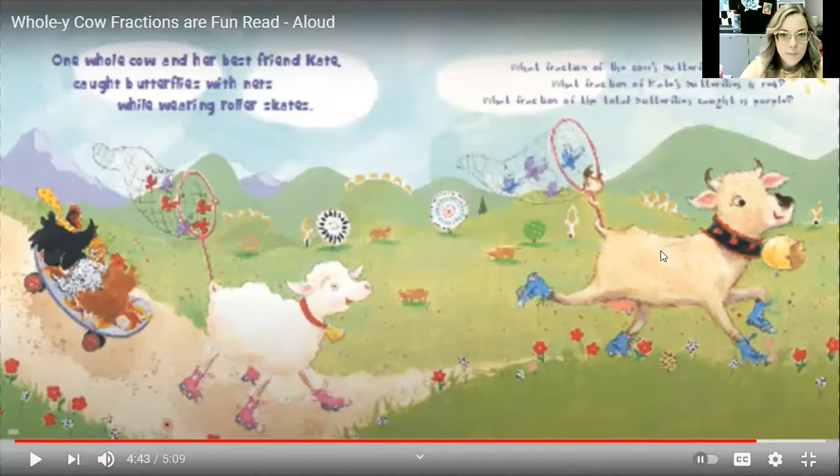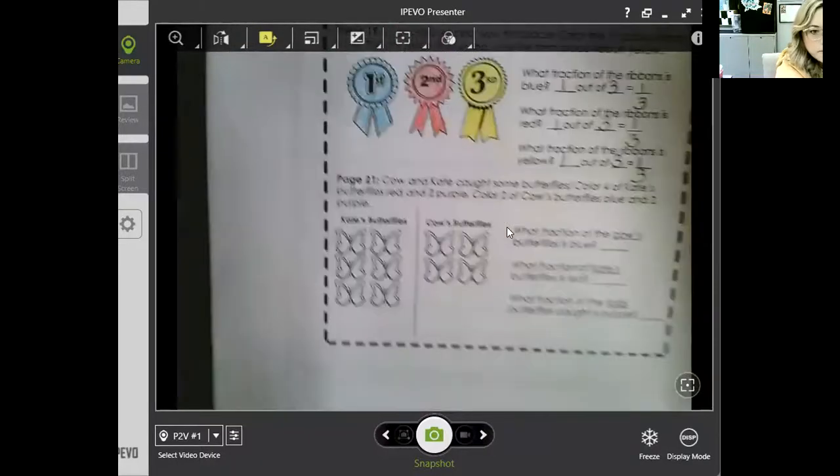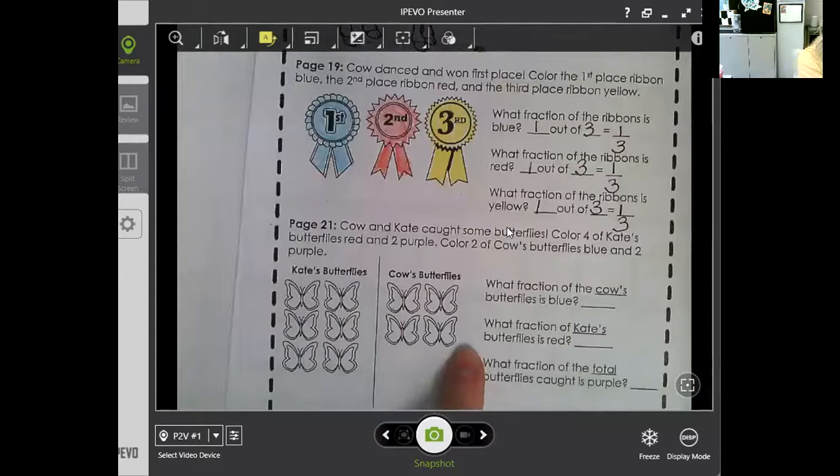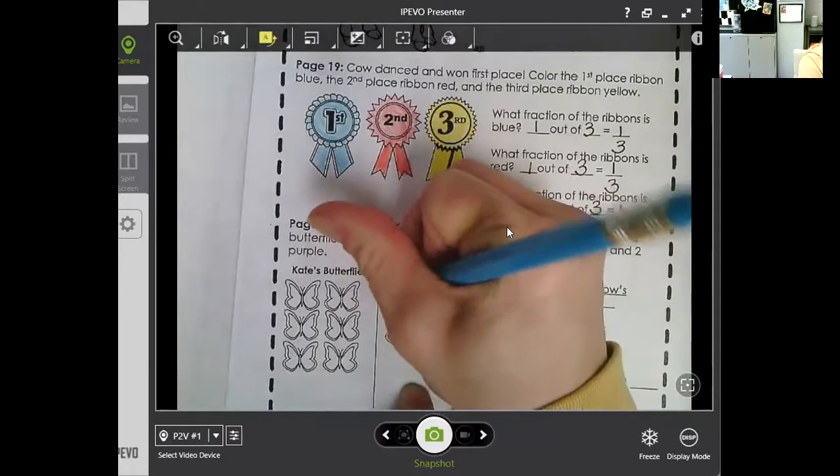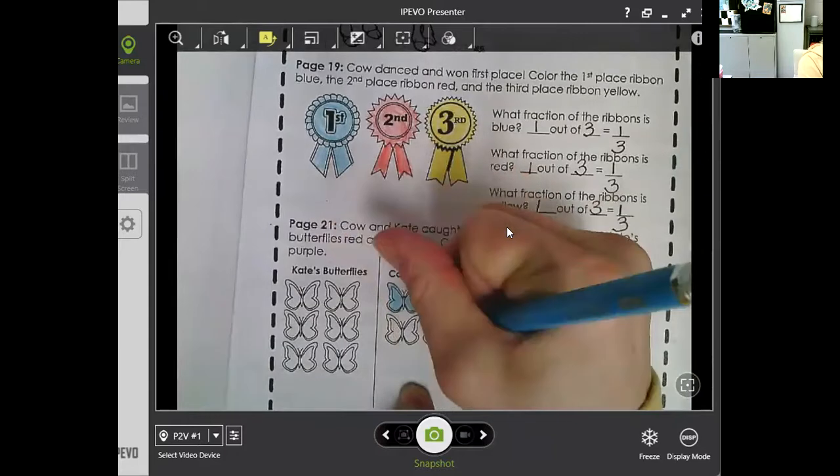It's asking what fraction of the cow's butterflies are blue. So we're going to just look in cow's net. How many blue butterflies do you see? I see 1, 2. How many butterflies are there altogether? 1, 2, 3, 4. Let me go back to my packet. Scooch this up here. Okay. So we have Kate's butterflies and we have cow's butterflies. We said of those 4 butterflies, we saw 1, 2 that were blue.